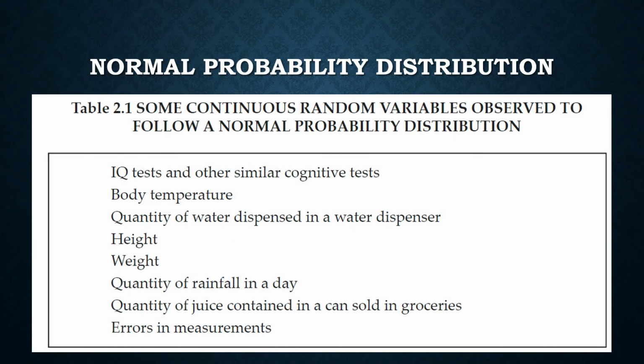So what are some continuous random variables that are observed to follow a normal probability distribution? And by the way, not all continuous random variables follow a normal probability distribution. Some of them do. So what are these? Well, IQ tests, body temperature, quantity of water dispensed in a water dispenser, height, weight, quantity of rainfall in a day, quantity of juice contained in a can sold in groceries, and errors in measurements.